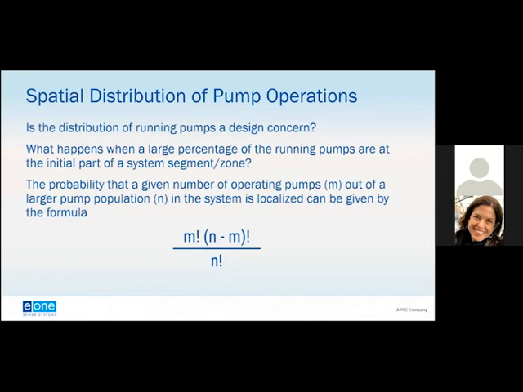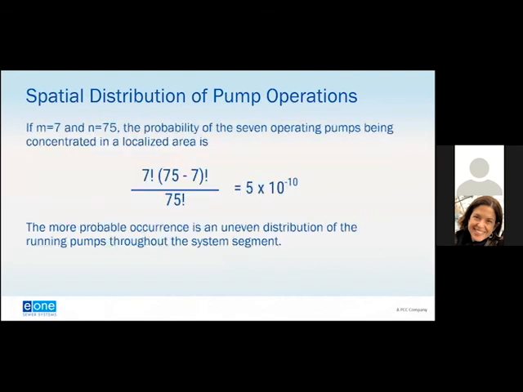So to answer these questions, we go to the standard probability equation. You take into account factorials. The probability of M operating pumps out of the larger pump population in the system, N, is given by this formula that looks at factorials. So we'll look at that.